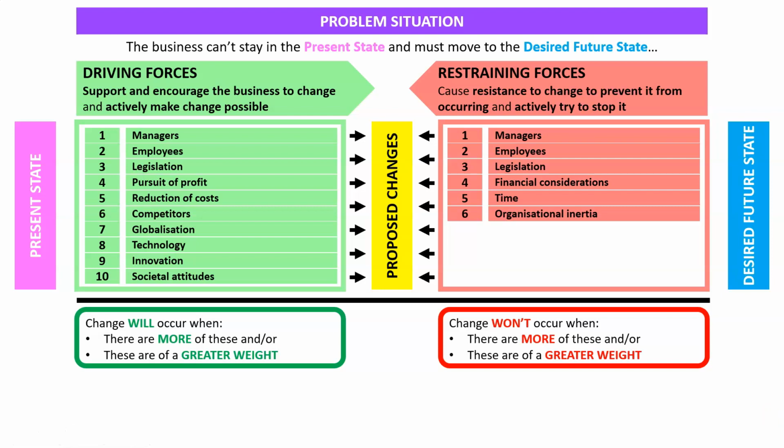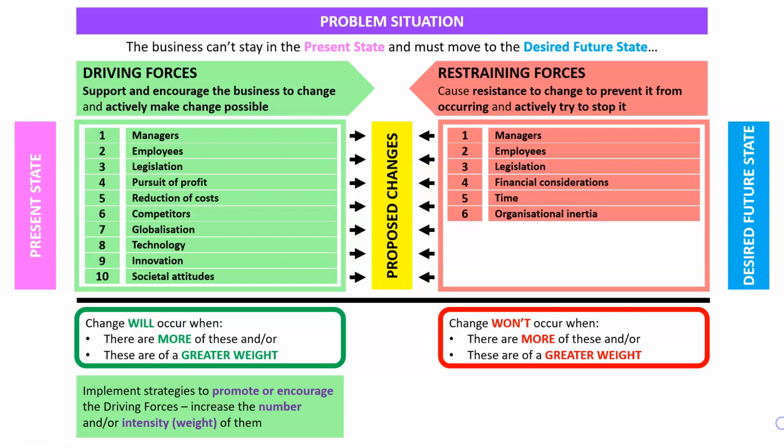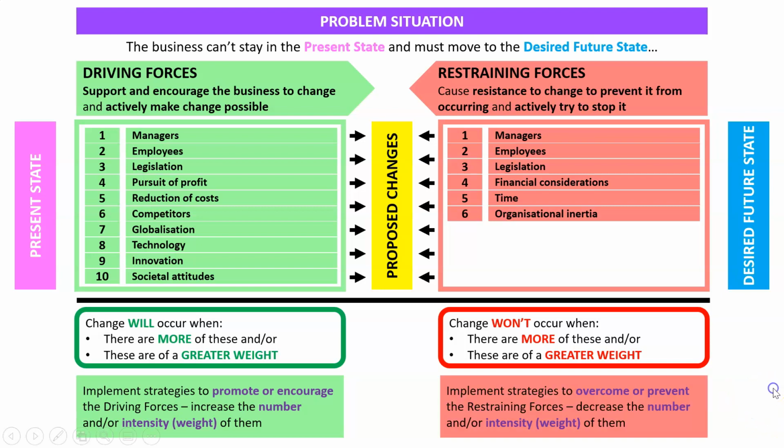And basically management's job is to do 2 things. 1, you want to implement strategies to promote or encourage the driving forces, increase the number of driving forces, or maybe their intensity or weight. And on the other side, your job as a manager is to overcome or prevent these restraining forces, either decreasing them or eliminating them, or decreasing their importance. And together, that's how we would describe the theory.